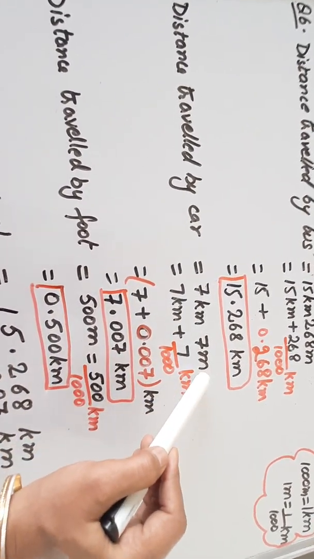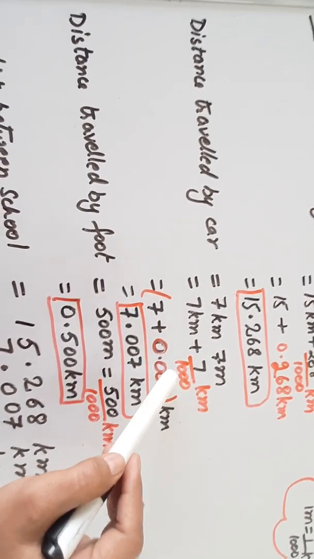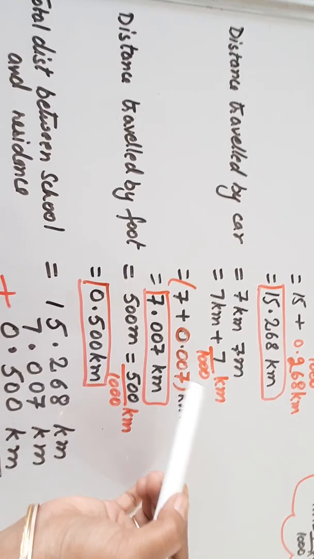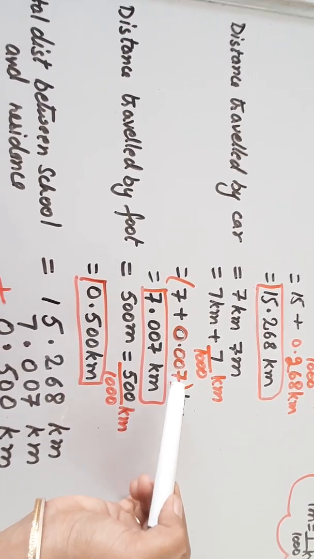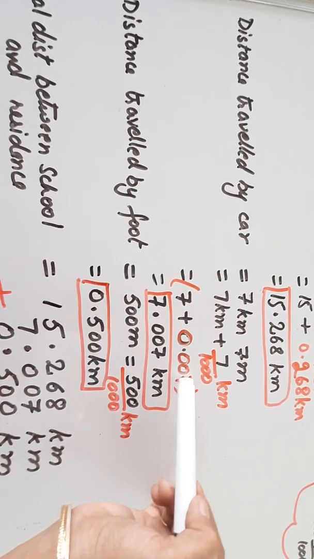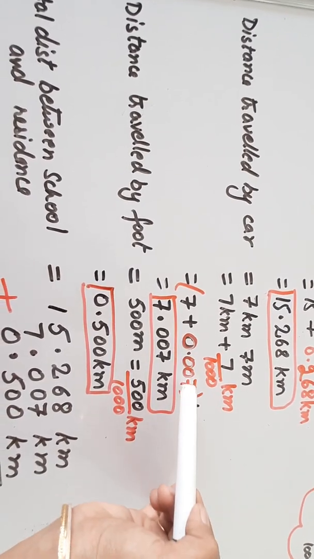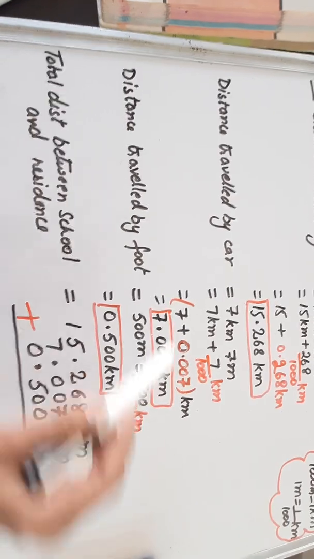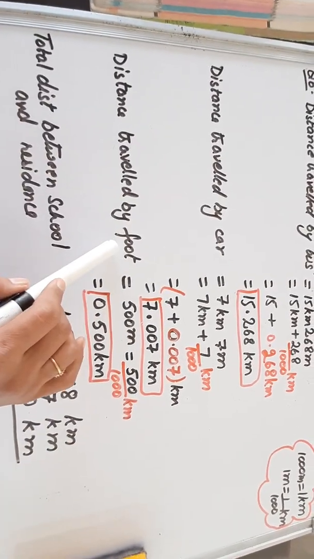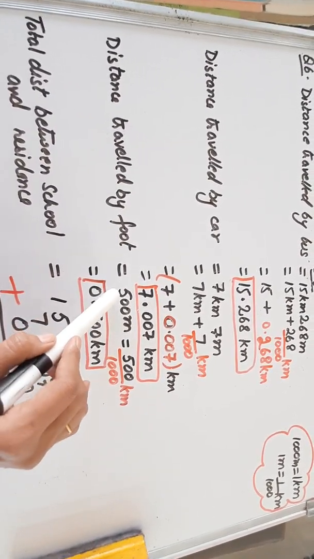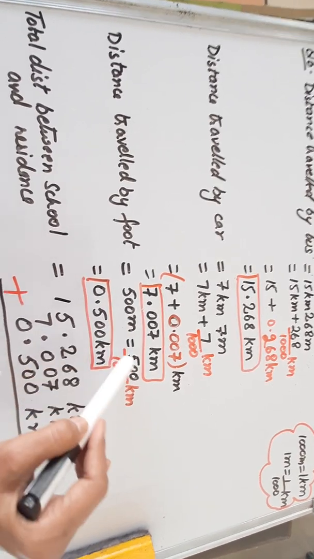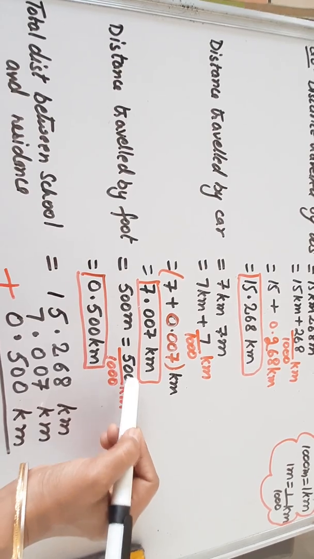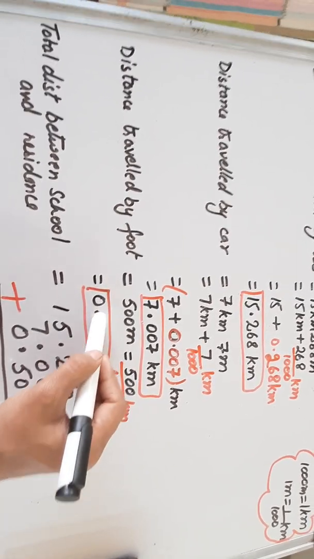Similarly, distance travelled by car is 7 kilometer 7 meter. So this 7 meter by dividing by 1000 will get converted into kilometer. So for 3 zeros, leave 3 digits. 1 digit is 7. For other 2 digits, we'll take 0. So 0.007. So by adding the 2, we'll get this. Similarly, distance travelled by her by foot, 500 meters. To convert meters into kilometers, divide by 1000. Leave 3 digits for 3 zeros, then decimal.